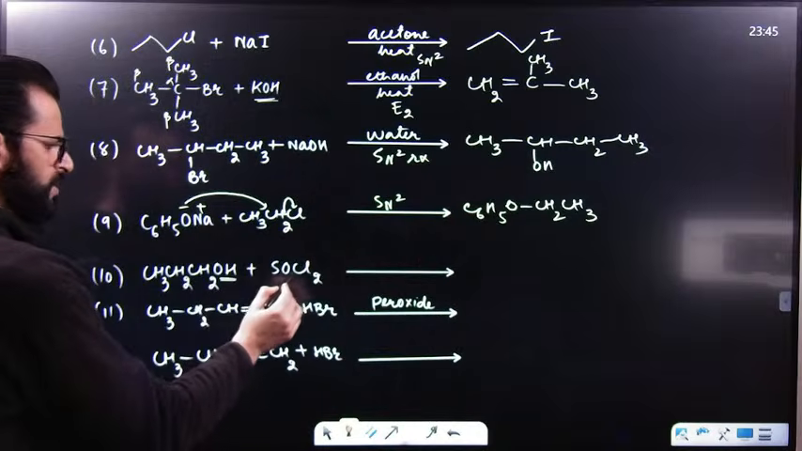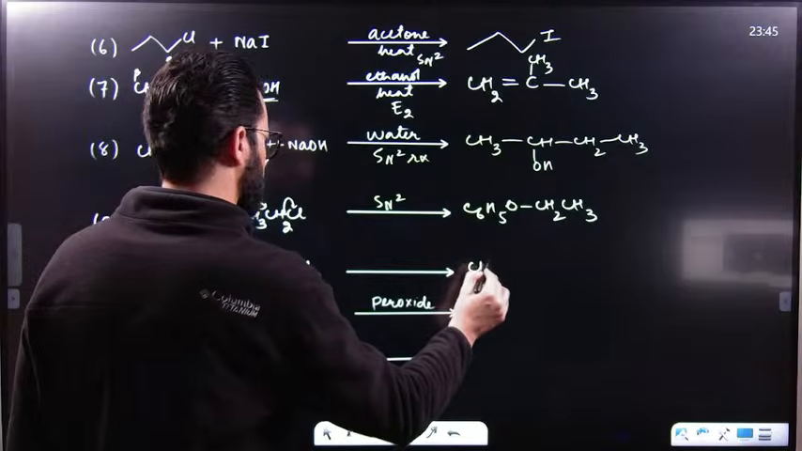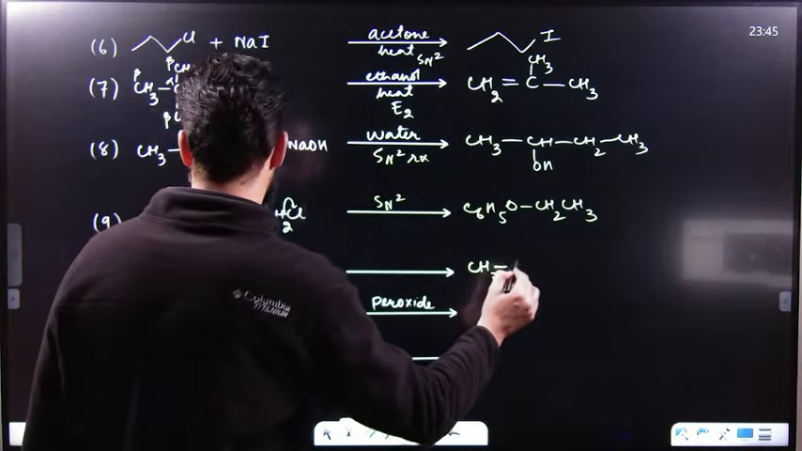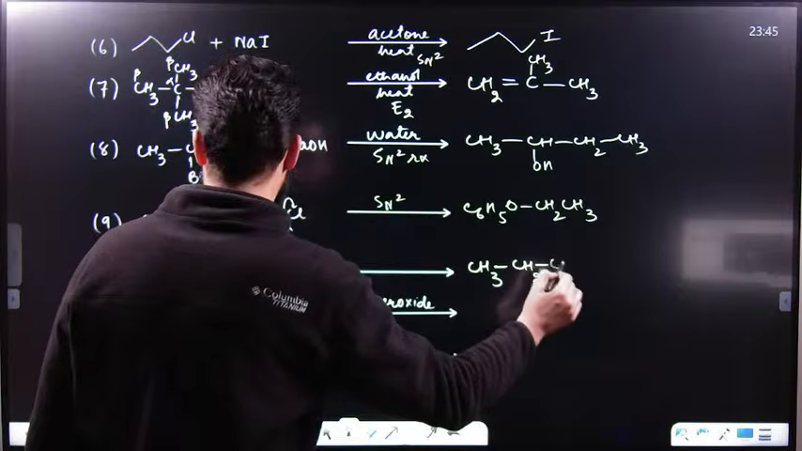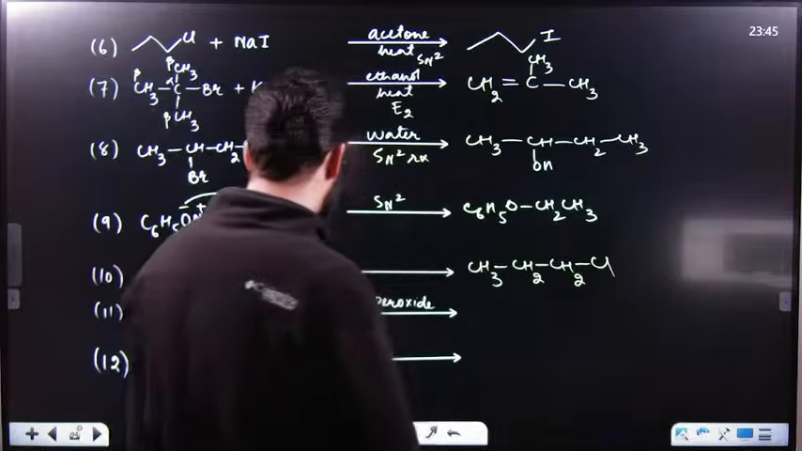Now, whenever OH and SOCl2 is there, remove OH and add Cl. Side products will be HCl and SO2.